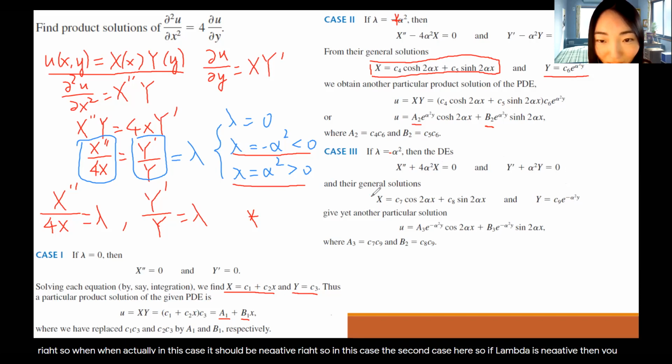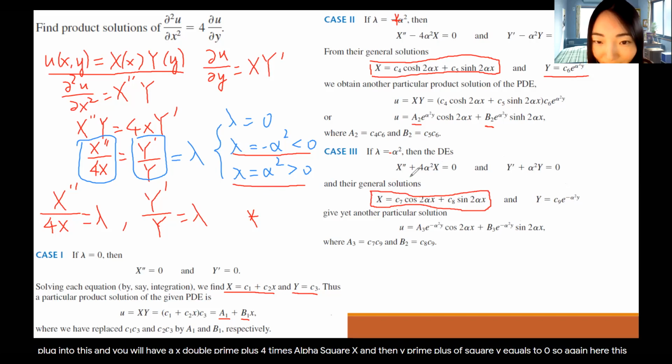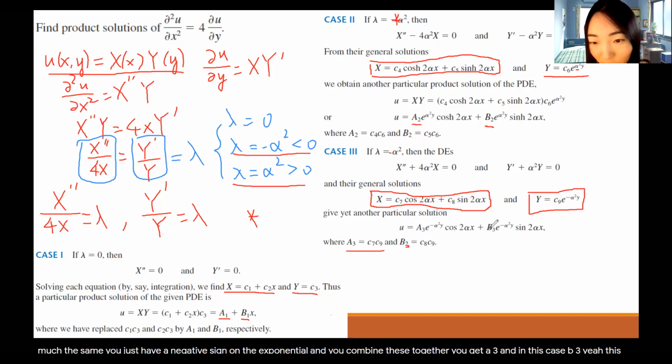Again here, you can use any one of your calculators. You can also use MATLAB to help you solve this. So you get cosine and sine, and y is pretty much the same. You just have a negative sign on the exponential, and you combine these together, you get a3, and in this case, b3. Yeah, this book has a lot of typos. So this should be B3 corresponding to this, okay?